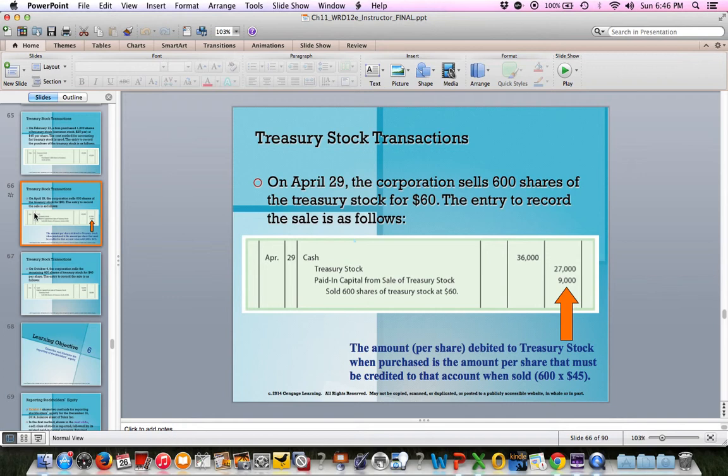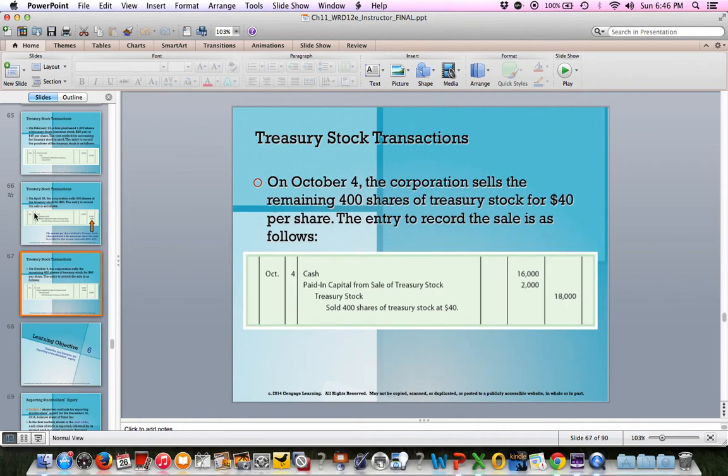Now notice that all these entries only affect the equity section. None of them affect the income statement. And so a company can use treasury stock as a way to buy low and sell high and generate more capital. That can happen. Of course, you could buy high and sell low and lose capital also.